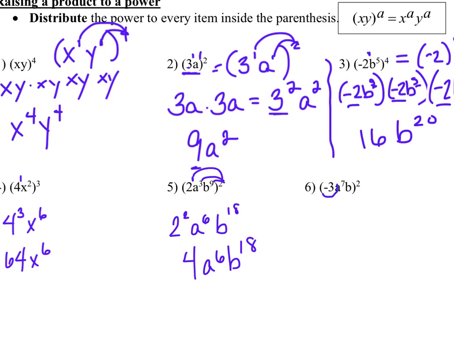Then this negative 3, make sure you put this one in parentheses. So it's negative 3 squared, a to the 14th, b. And remember, there's a 1 here on the 3 and the b squared. So negative 3 squared is 9.